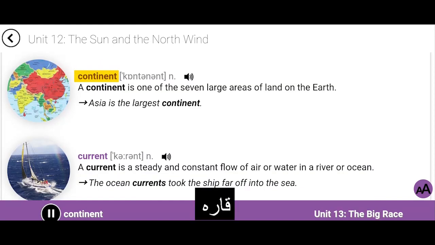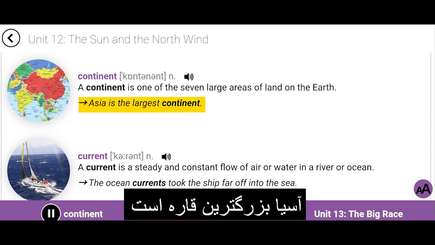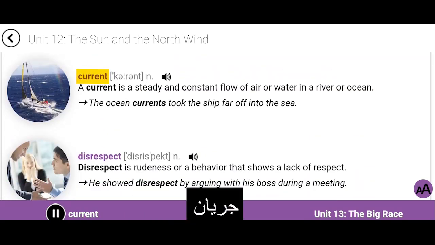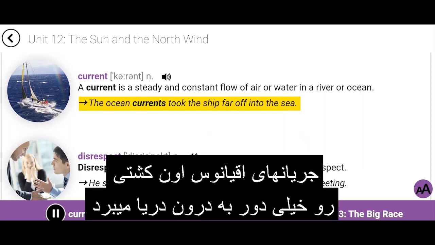Continent. A continent is one of the seven large areas of land on the earth. Asia is the largest continent. Current. A current is a steady and constant flow of air or water in a river or ocean. The ocean currents took the ship far off into the sea.